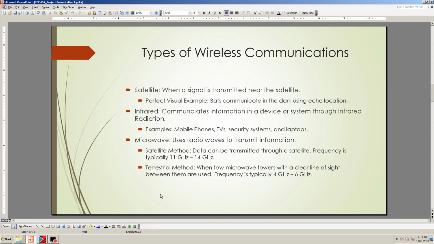Infrared radiation lies between microwaves and visible light and can be used as a source of communication, such as with mobile phones. You can have it for TVs, security systems, and laptops.